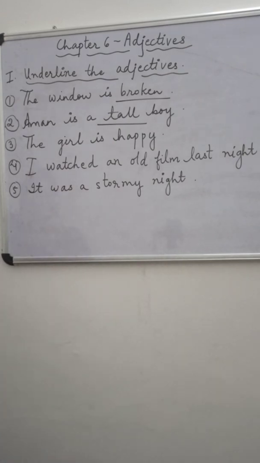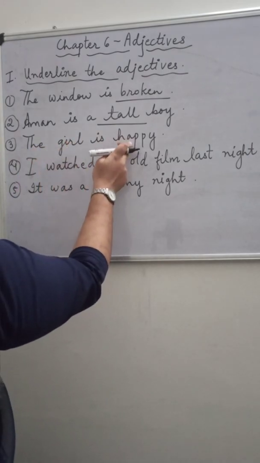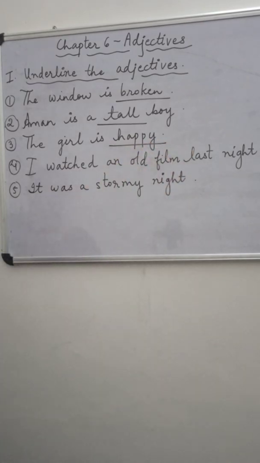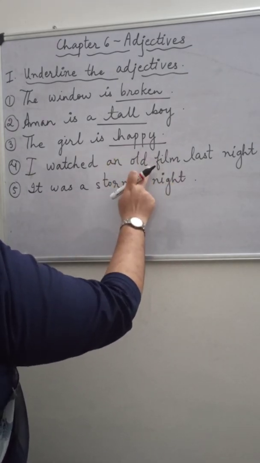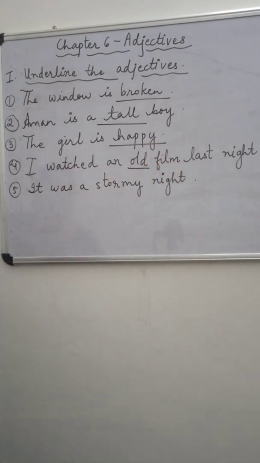Third one, the girl is happy. In this sentence, girl is a noun and happy is a word that is used to describe the noun girl. So happy will be an adjective. Fourth one, I watched an old film last night. So film is a noun and old is used to describe the noun film. So old will be an adjective.